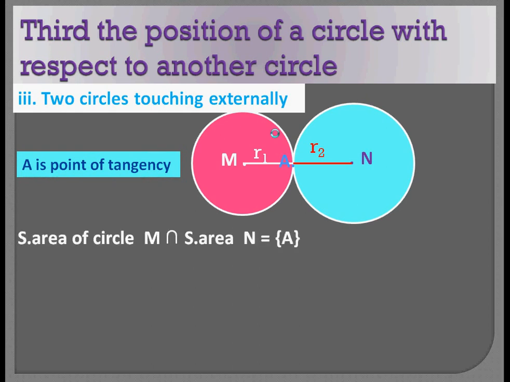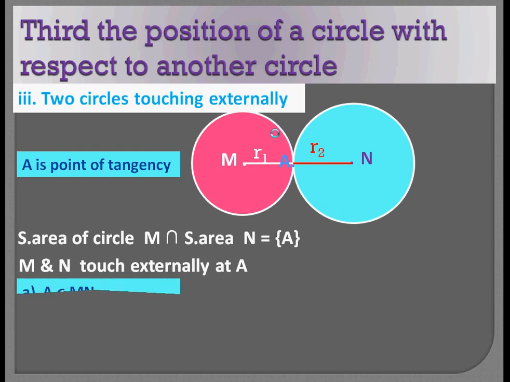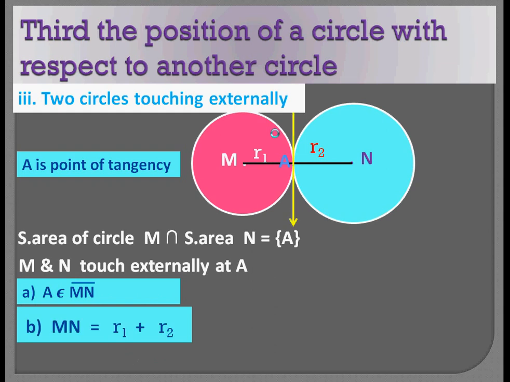The surface area of the circle M intersects the surface area of the circle N at one point that is called A. Also, we can say that the line of centers MN equals the sum of radii R1 and R2, and the point A belongs to the line of centers MN. So I can say that MN is equal to R1 plus R2. When MN equals R1 plus R2, it means that the two circles are touching externally.